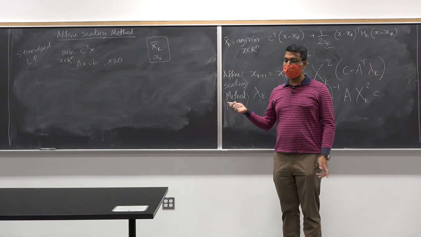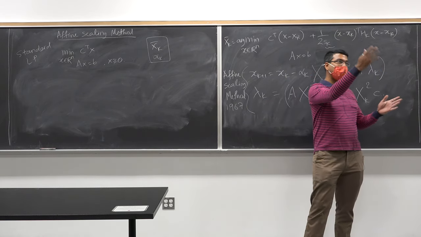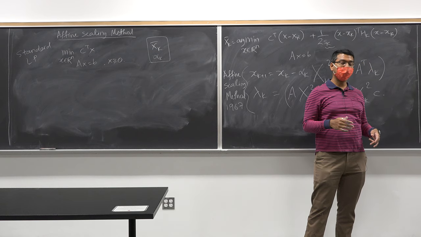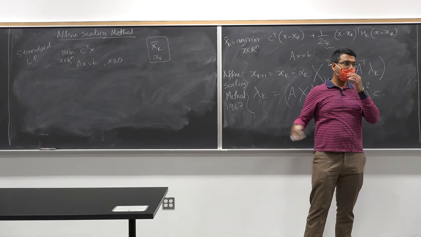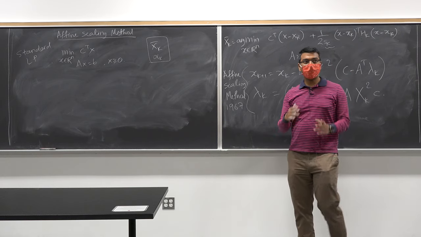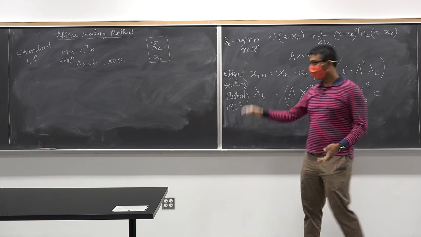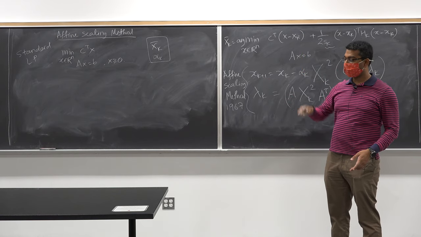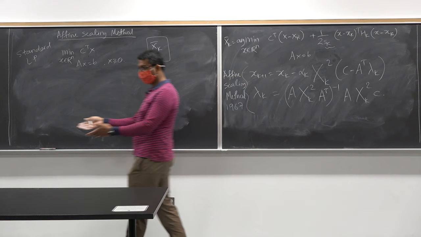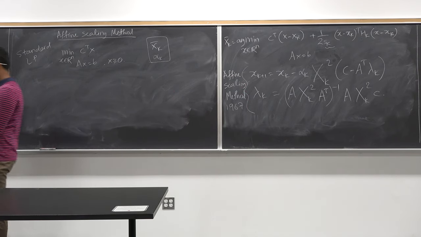Affine scaling says, hey, look, if I'm taking so many edges, I'll take so many steps to get to the optimal solution. Let me not go along the edge, let me just go through the interior of the set and reach the optimal point through the interior. If that vertex is the optimal point, I could literally walk through the constraint set and reach that particular point. So I don't really have to go along the edges.